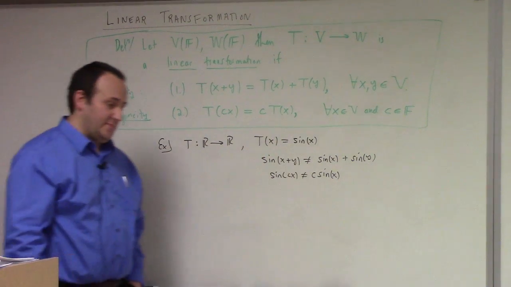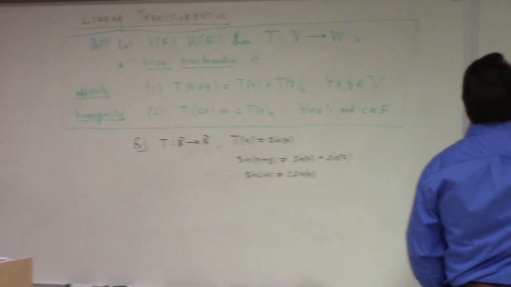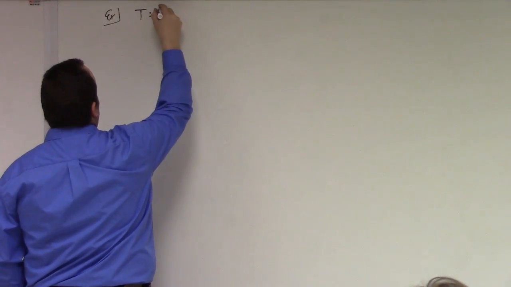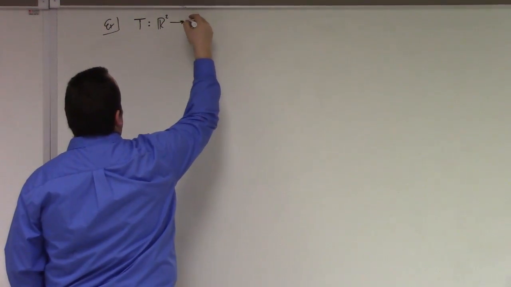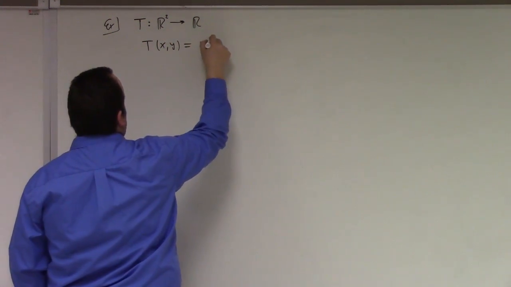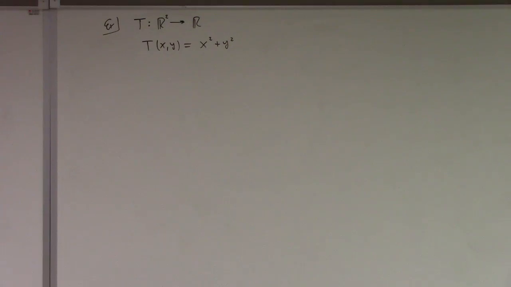What are some other non-examples we could think of? How about T from R2 to R, and let's say T of x comma y is equal to x squared plus y squared. It's a function, right? It's a single valued assignment of each pair of real numbers to a given real number output. So it's a function, that much is true, but it's definitely not a linear transformation.